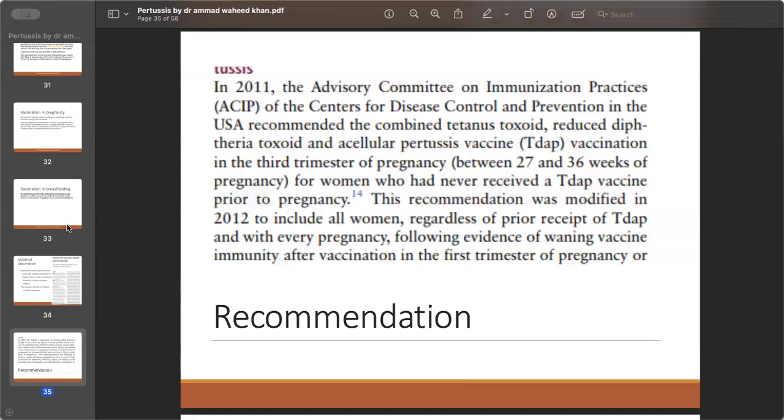Recommendation: in 2011, the Advisory Committee on Immunization Practices of the Centers for Disease Control and Prevention in the USA recommended the combined tetanus toxoid, reduced diphtheria toxoid, and acellular pertussis vaccination in the third trimester of pregnancy, between 27 and 36 weeks, for women who had never received a Tdap vaccine prior to pregnancy. This recommendation was modified in 2012 to include all women regardless of prior receipt of Tdap and with every pregnancy, following evidence of waning vaccine immunity after vaccination in the first trimester of pregnancy.